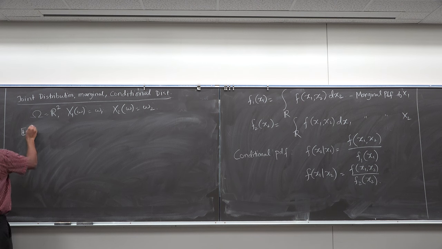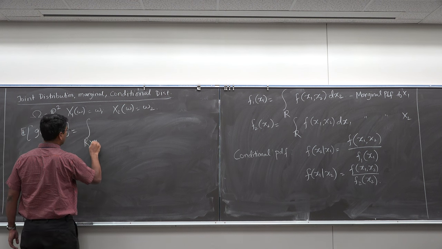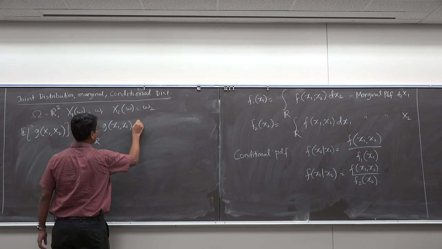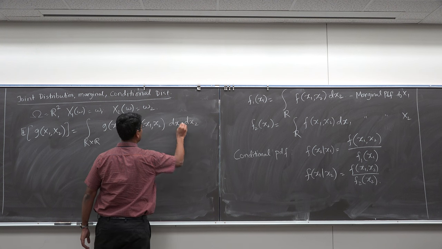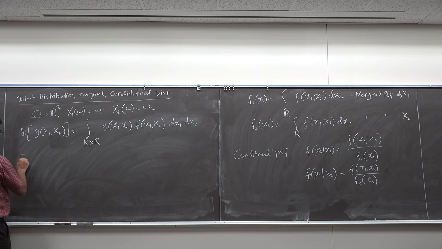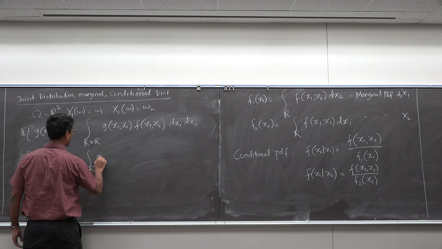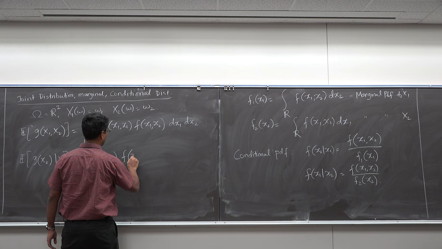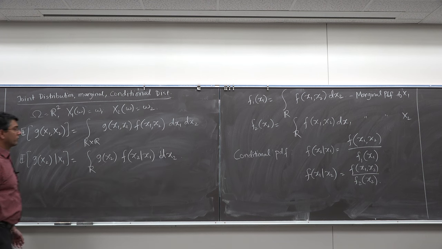Now the expected value of a function g of x1, x2 is basically the integral over R cross R of g of x1, x2, f of x1, x2, dx1, dx2. And the conditional expectation is given by this expression. So what's the expected value of g of x2, given that I observe x1, given by this expression?